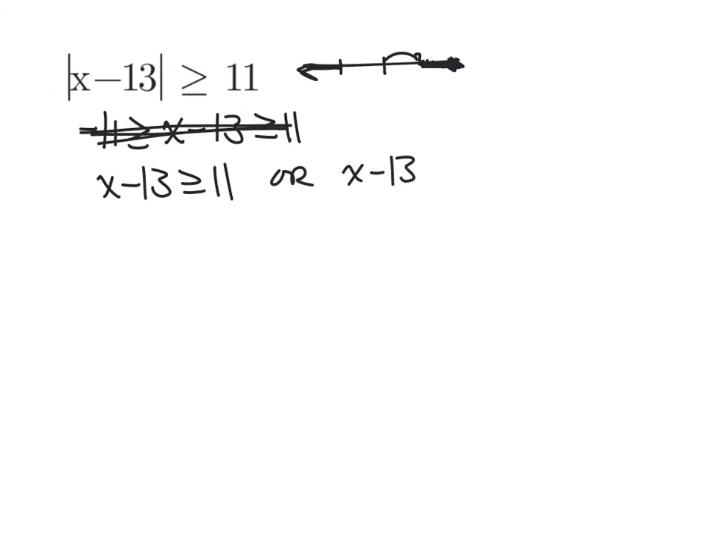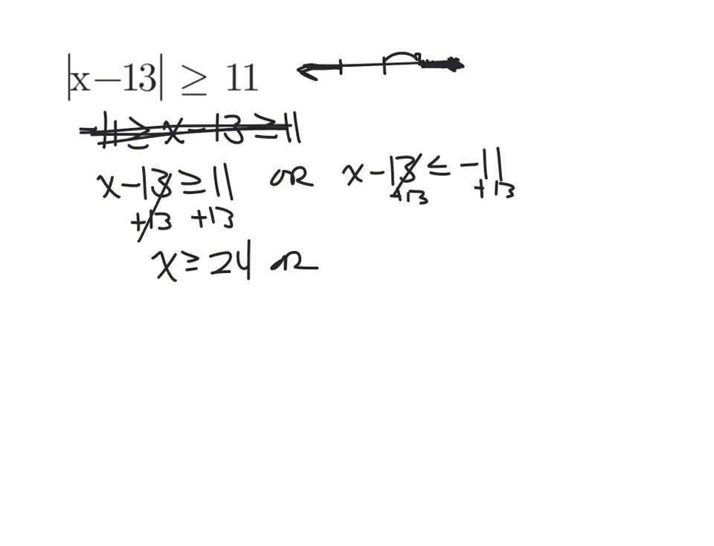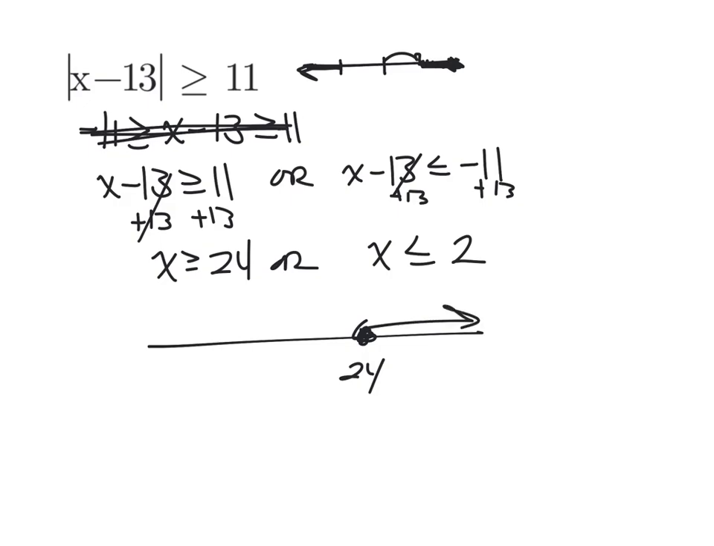And now, instead of greater than, it'll be less than or equal to negative 11. So one of them's positive, one of them's negative, and now just solve each of them. Add 13 to both sides, and we have x is greater than or equal to 24. Or add 13 to both sides: x is less than or equal to 2. Graphically, here's 24, and we want all the answers that are greater than 24. Here's 2. We want all the answers that are less than or equal to 2.